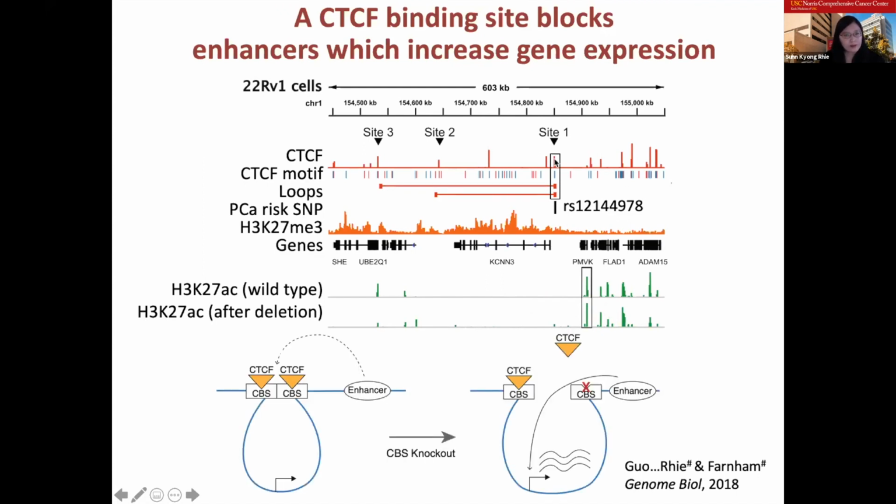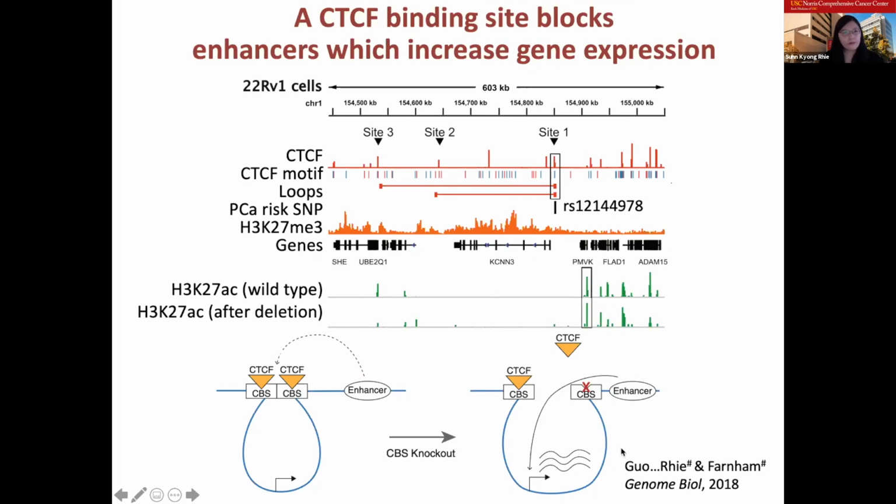So when this CTCF is there, when there's no deletion, the CTCF repressive loops are very strong. So this enhancer cannot access and cannot increase the expression of KCNN3 here. However, when we delete this site 1 here, this enhancer can go in and access the promoter, and then it increases KCNN3. So that's how we came up with this model, and then we actually performed some of the studies in other regions, and we showed that repressive loops and enhancer activity are changing those gene expression levels here.